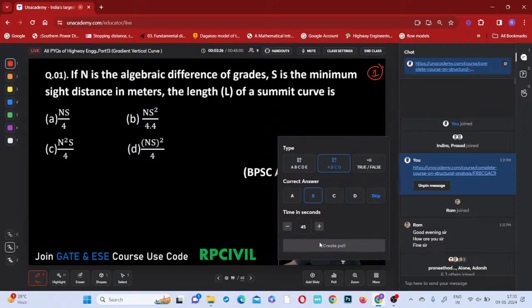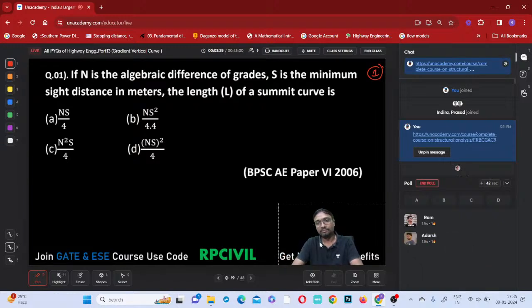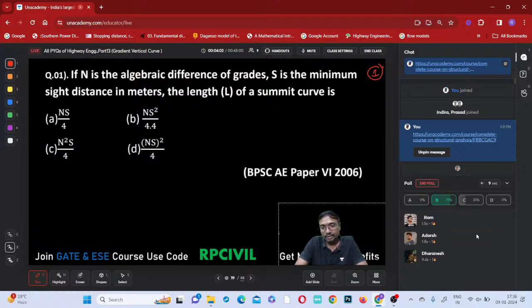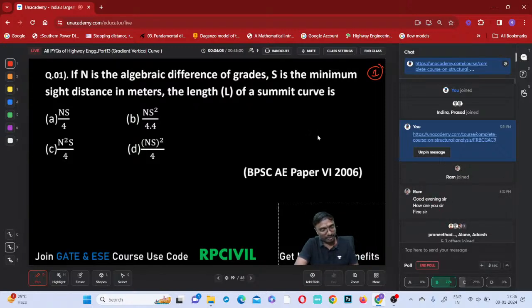Yeah, 45 seconds time I'm giving. Select the answer. Ram, Adarsh answered correctly. Only these two answered. Dharnesh also answered. 75% only answered correctly.